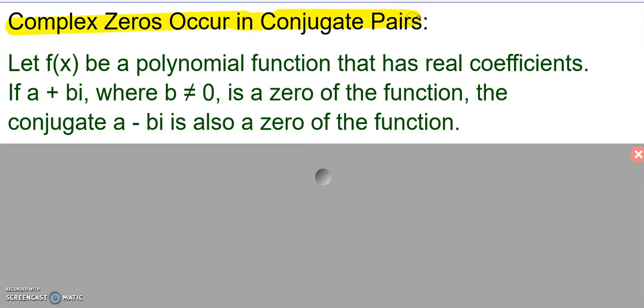We've actually talked about this previously. It says that let f of x be a polynomial function that has real coefficients. If a plus bi, so that's a complex zero, where b is not equal to 0, is a zero of the function, the conjugate a minus bi is also a zero of the function. In other words, if we have an imaginary or complex number, it has to come in pairs.